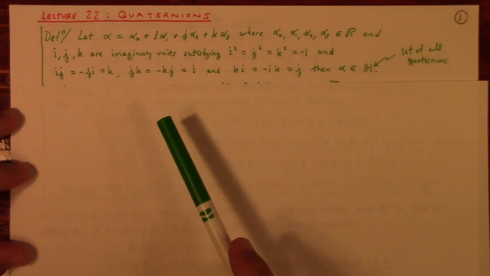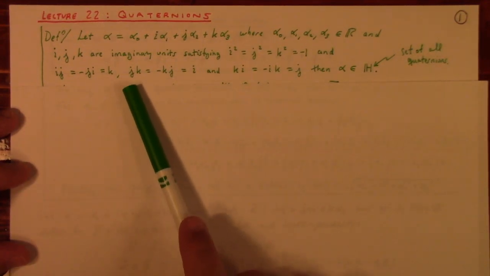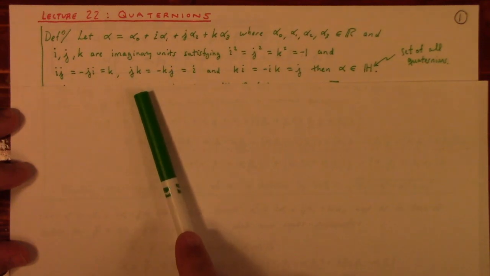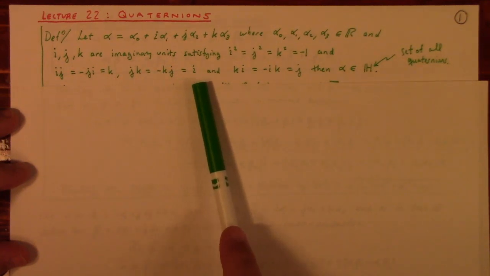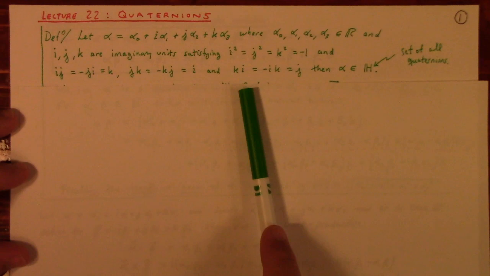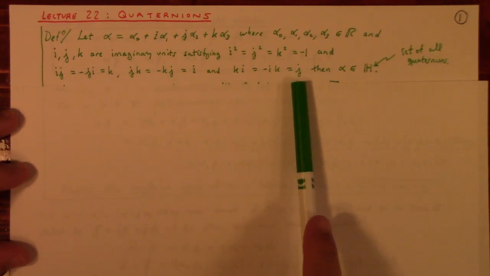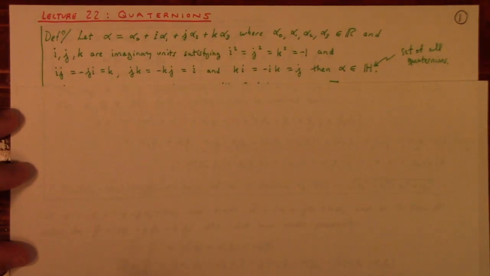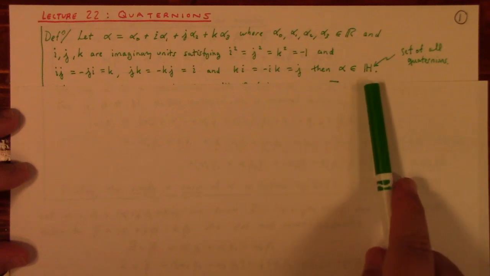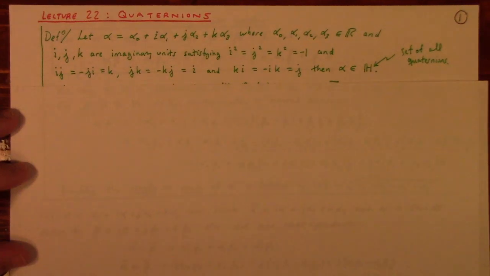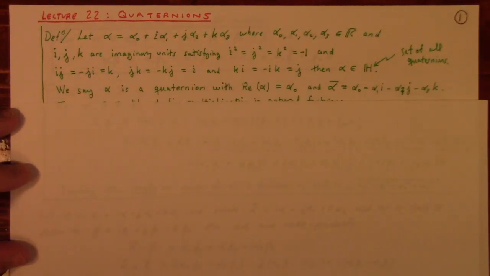ij is equal to minus ji, and that's equal to k. jk is equal to minus kj, which is equal to i. And ki is equal to minus ik is equal to j by definition. All right. And we use this funny looking h for the set of all quaternions. So we say alpha is a quaternion with the real part of alpha equal to alpha naught.